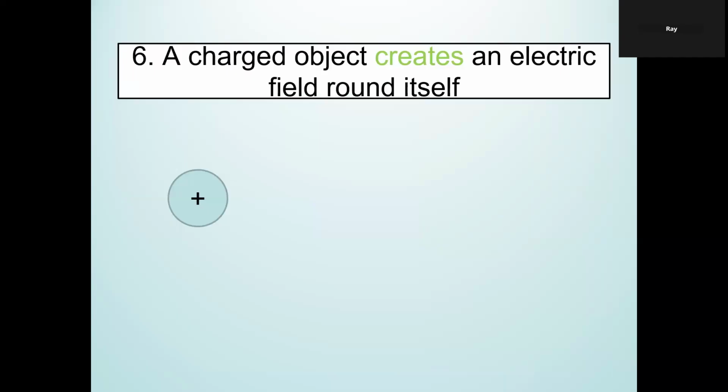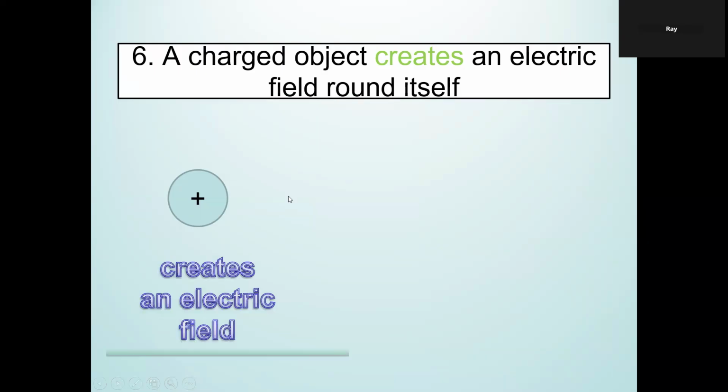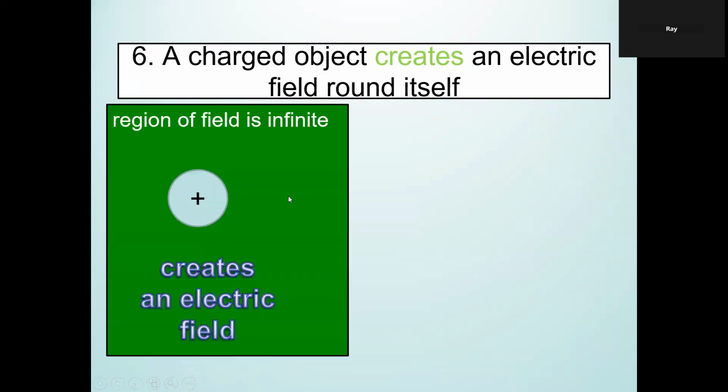A charged object creates an electric field around itself. It's charged there, positively charged. Right? It creates a field around itself. You cannot see it, but it's infinite.